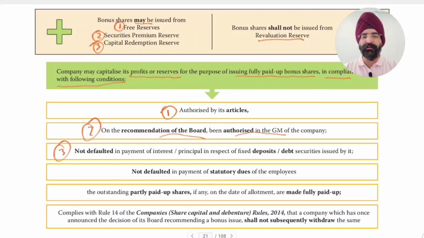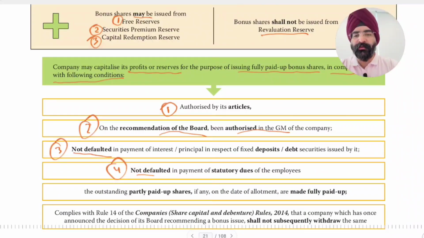Number three is not defaulted in payment of interest or principal in respect of fixed deposits or debt securities issued by the company. The company should not be in default as to payment of interest or principal in respect of public deposits, or in respect of any debt securities issued by the company. So there should be no default in payments. Then number four is no default in payment of statutory dues of the employees. Means salaries are paid on time, there is no default.